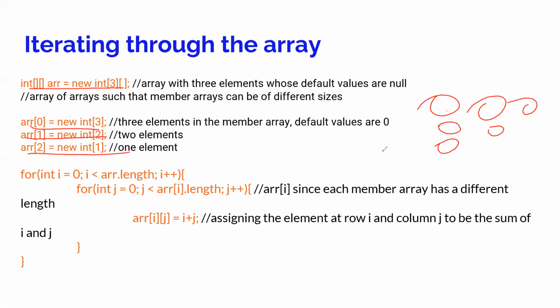And in this case, we're still setting the position, row, column, equal to the row number plus the column number. So in this case, it'd be 0, and 1, and 2, and then still 0. Oh, no, sorry, 1, and then 2, and then 2.